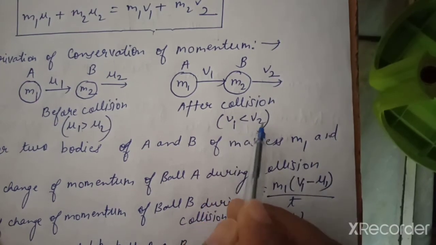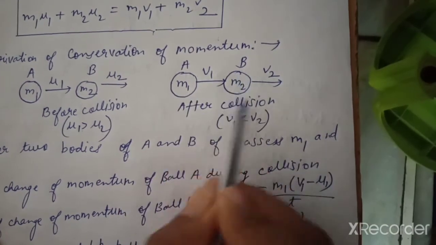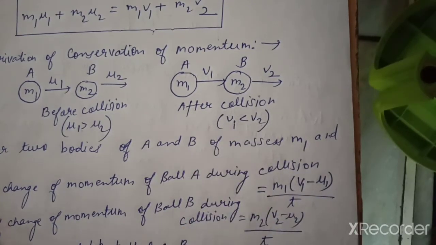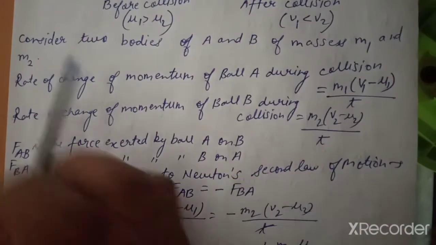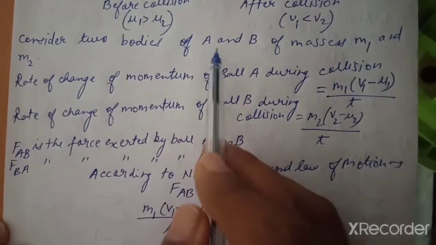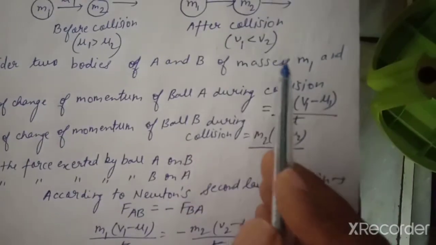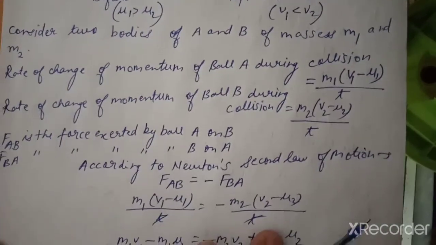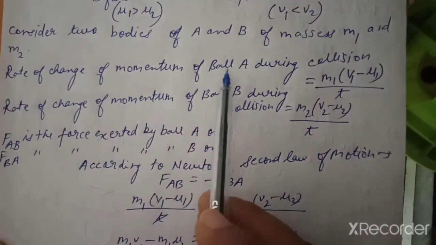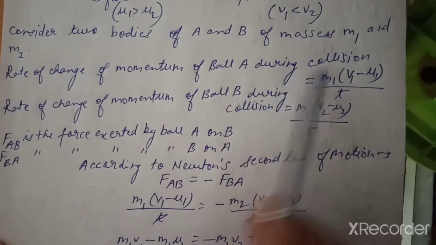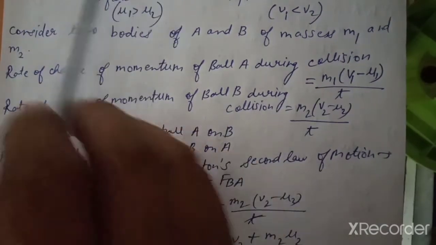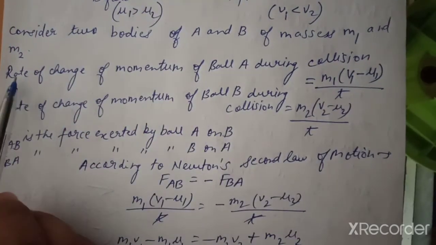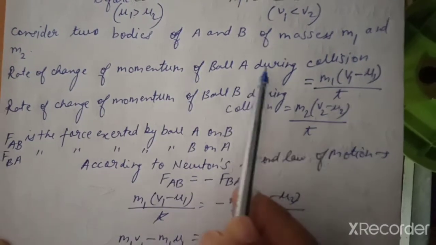Here we'll consider that due to the striking, the object B is moving with higher speed, so v2 is greater than v1. Now we are considering the two objects A and B of masses m1 and m2. First we will see the rate of change of momentum of ball A during collision. We have to consider the rate of change of momentum of both objects A and B.